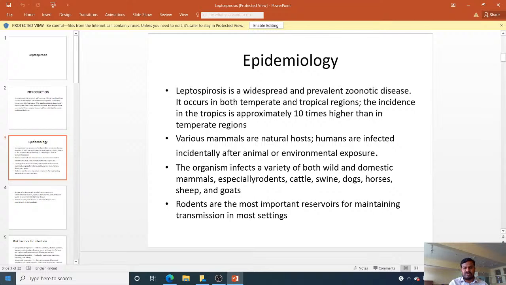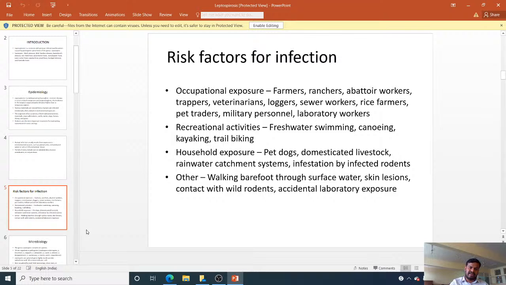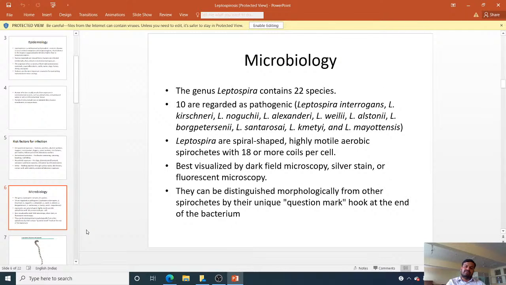Mammals are the natural hosts. Rodents are the most important reservoirs, maintaining transmission in most settings. Human infection is due to exposure to environmental sources. The portals of entry are cuts or abraded skin, mucous membranes, and conjunctiva. Risk factors: occupational exposures, recreational activities, household exposures from rodents, and barefoot walking, which we should also remember. There are 22 species, of which 10 are pathogenic.